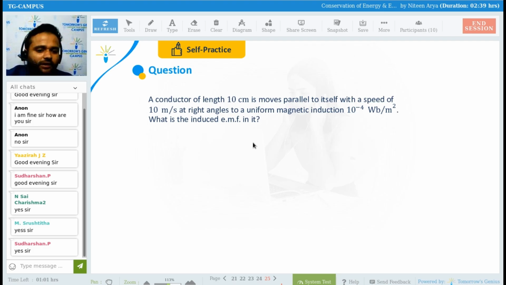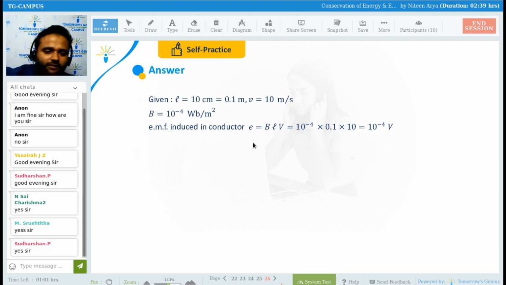Tell me the answer. The same thing you need to use. If you are confused about the sign convention, don't be, because V is perpendicular to B. Everything is given. L is 10 centimeter, 0.1 meter. V is this, B is this, induced EMF is directly BLV.